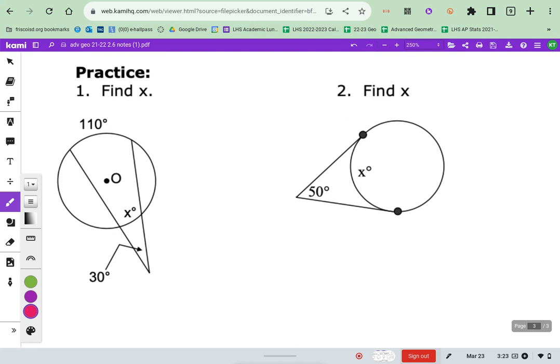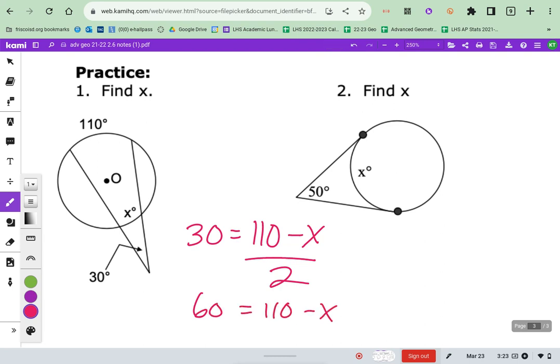Okay, so number 1, is this an inside angle or an outside angle problem? Outside. So we're going to subtract. Our angle outside, 30, equals our big arc, 110, minus our little arc, which is x, all divided by 2. So multiply by 2 on both sides so we can start solving for x. So 60 equals 110 minus x. So x is 50.